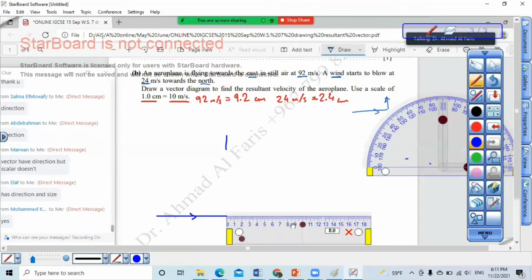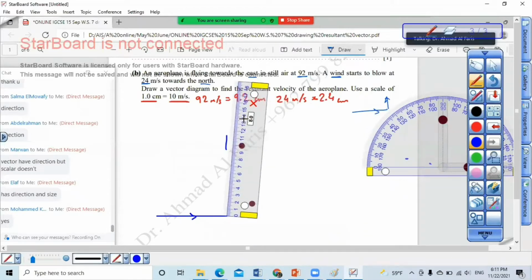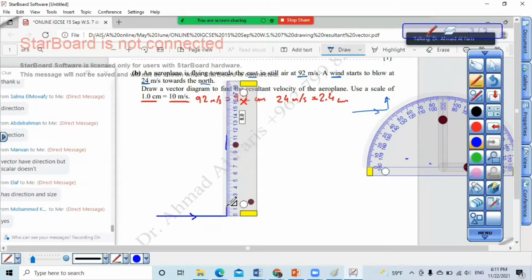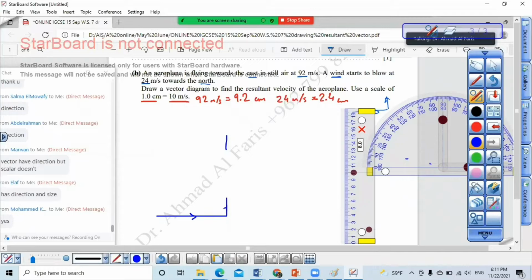That's the first line. The second line, I'll draw it like this. And I go upwards vertically to how much? Vertically to 90 degrees. Then I'll use my ruler and draw 2.4 centimeters like this. Okay, so then whenever I finish this drawing, I have to what?